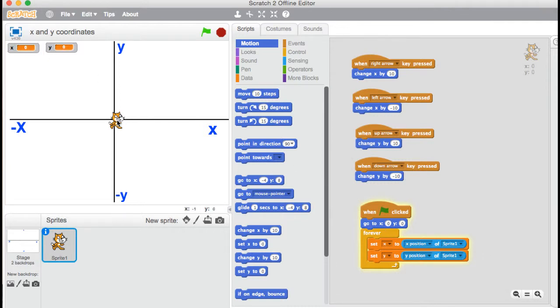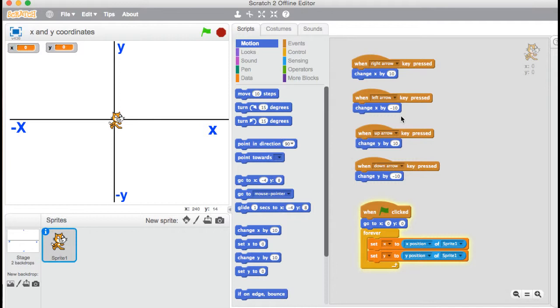Okay, so I'm just going to press the right arrow and we can see the cat's moving to the right. And you can also see how the X position is changing. It's 60, 70, 80, 90, 100. It's going up by 10 each time, and that's because we have change X by 10 over here. And let's press the left arrow, and 90, 80, 70, 60, 50, 40, going down by 10. And that's because we have minus 10 when I press the left arrow. So no surprise there. And I can go back to 0.